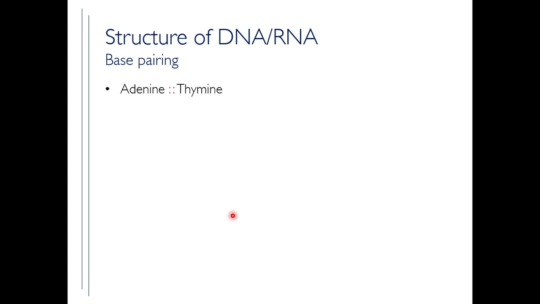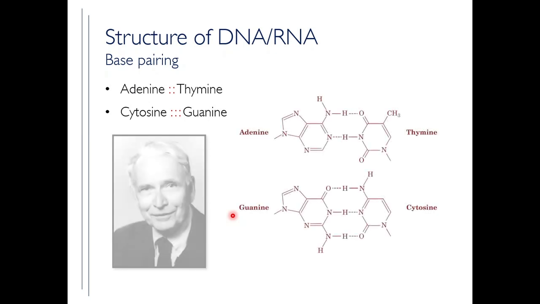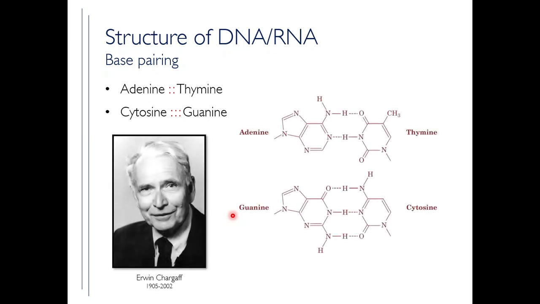Because of their structure and their shapes, adenine can pair with thymine via 2 hydrogen bonds, and cytosine can pair with guanine using 3 hydrogen bonds. And again, hopefully you know that. But just by looking at this, hopefully you can appreciate that it's to do with the structure of the bases. And the structure of each base determines how many hydrogen bonds they can form.